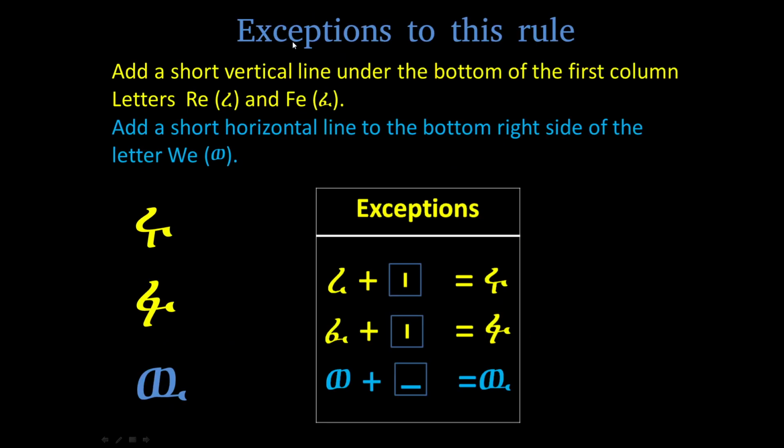The exceptions to this rule are letters ru, fu, and wu. When we write ru, we add a short vertical line under the bottom of the first column letter R. When we write fu, we do the same. But when we write wu, we add a short line to the bottom right side of the letter W.